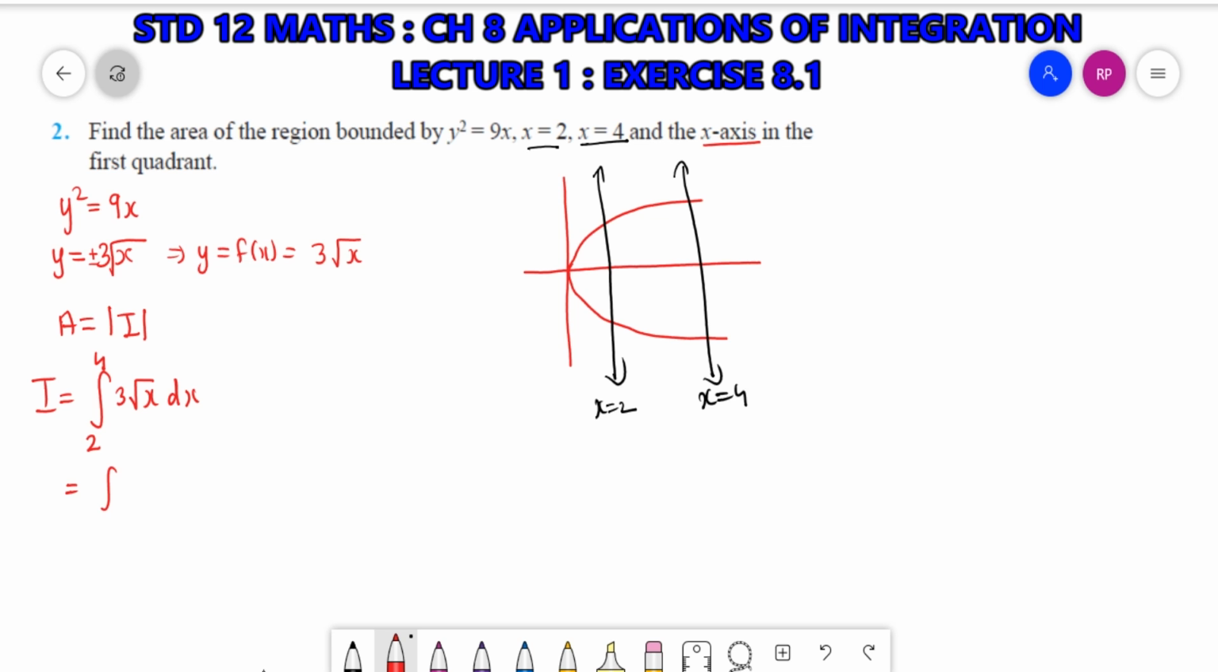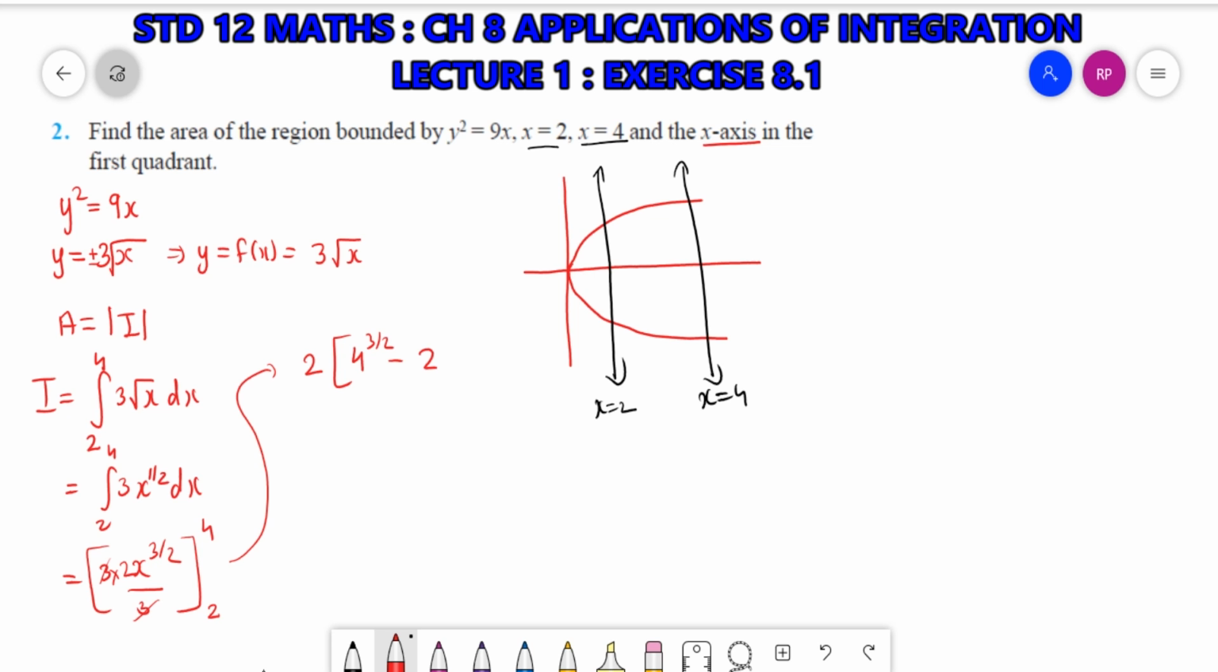So this will be equal to the integral from 2 to 4 of 3x raised to 1 by 2 dx. So 3 is a constant, and for x raised to 1 by 2 I will get x raised to (1 by 2 plus 1), that is 3 by 2, upon 3 by 2, from 2 to 4. So 3 gets cancelled. So 2 is a constant, I am taking it outside, x raised to 3 by 2 means 4 raised to 3 by 2 minus 2 raised to 3 by 2.